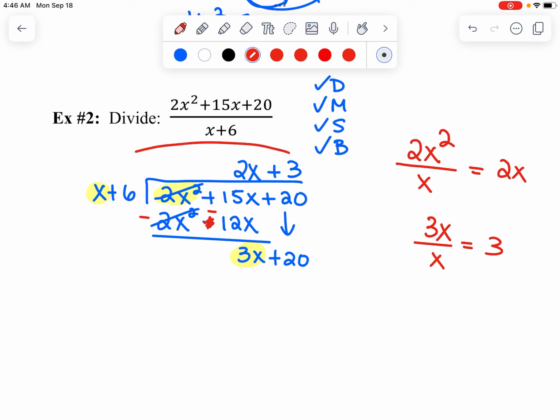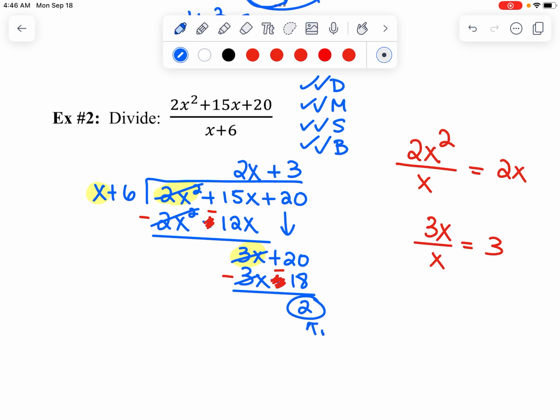Now we're going to multiply. Remember, you're always going to distribute that term from your answer to everything in the divisor. 3 times x is 3x. 3 times 6 is 18. And then for the subtraction step, change both the signs. All right, so we divided, we multiplied, now we're subtracting. 20 minus 18 is 2. Nothing left to bring down, so this is our remainder.